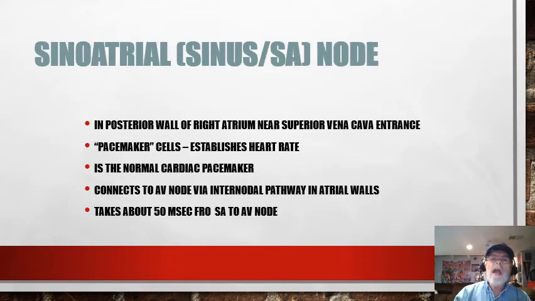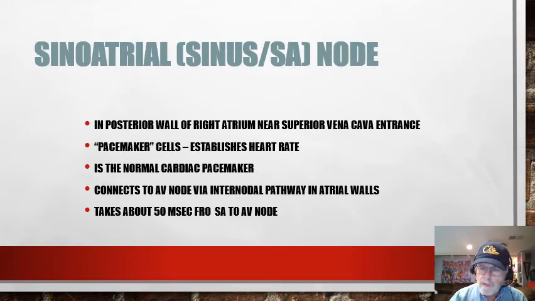Okay, now let's talk a little bit more about these individual nodes. That first node, the sinoatrial node or sinus node, is on the posterior wall of the right atrium, near the superior vena cava entrance. The inferior vena cava comes up from the bottom, the superior vena cava comes from the top, and right by the superior vena cava is where this SA node is. Again, it's known as the pacemaker.